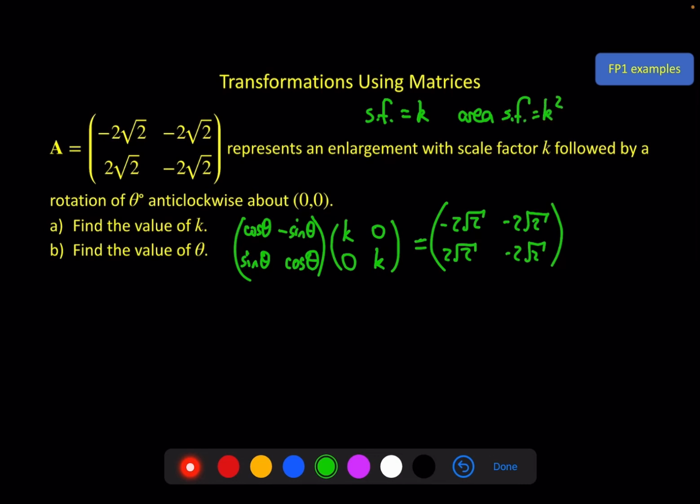Now this is useful to know because when you do the rotation or a reflection, but the rotation in this example does not change the area of the shape. The only thing that changes the area of the shape is the enlargement. So if we find the determinant of this matrix, that will be the area scale factor. And then we can just square root that to get the scale factor k, which tells us what this matrix is. So the determinant here is this times this minus this times this.